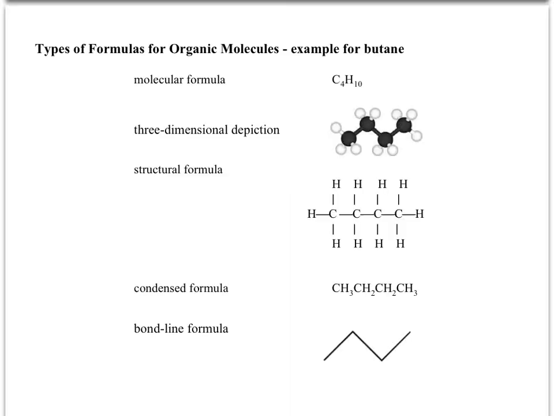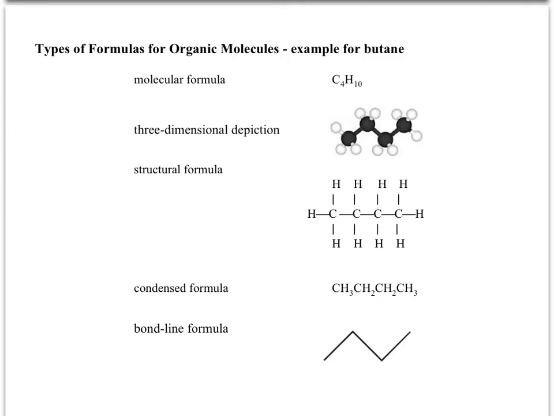All right, our second lecture for the week is on organic nomenclature. And these are going to be molecules containing carbon. And we're using butane as an example to look at how the formulas are written for organic molecules. The first one is called the molecular formula, and this is just the ratio of the carbon and hydrogen atoms by number. You don't get too much information from just the molecular formula.